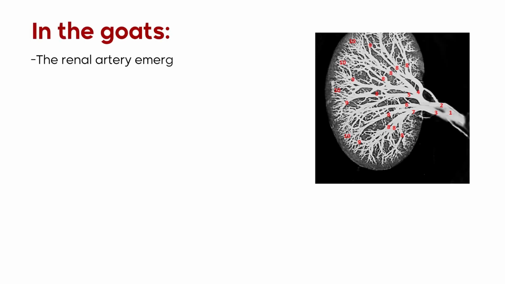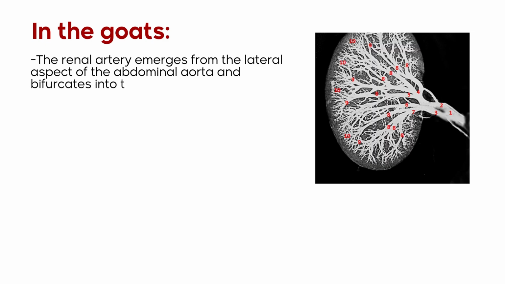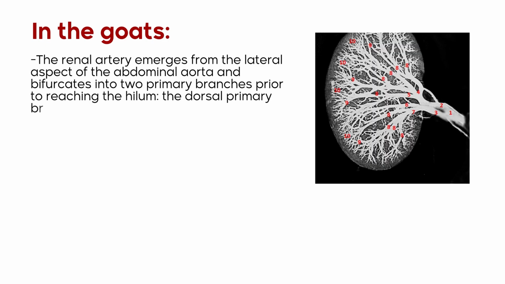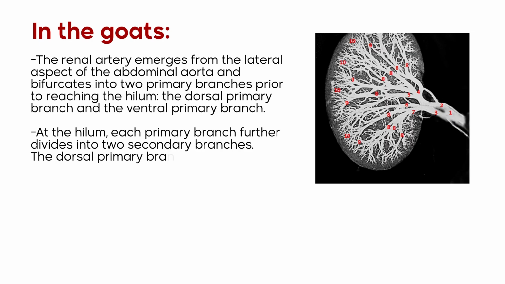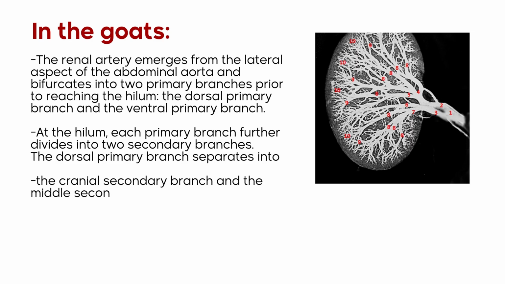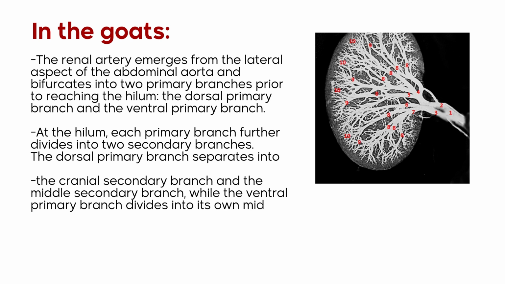B. In the goats, the renal artery emerges from the lateral aspect of the abdominal aorta and bifurcates into 2 primary branches prior to reaching the hilum, the dorsal primary branch and the ventral primary branch. At the hilum, each primary branch further divides into 2 secondary branches. The dorsal primary branch separates into the cranial secondary branch and the middle secondary branch, while the ventral primary branch divides into its own middle secondary branch and the caudal secondary branch.